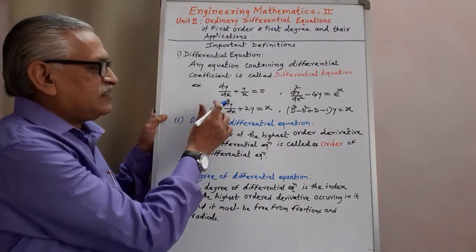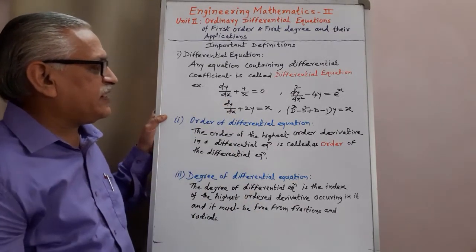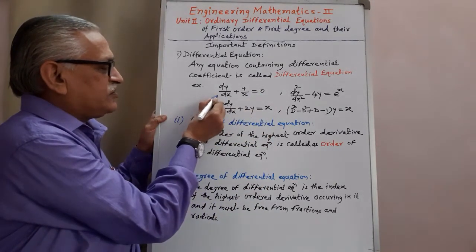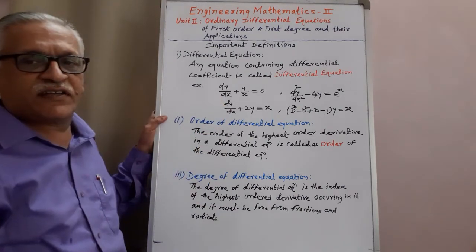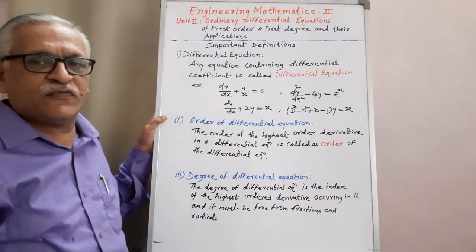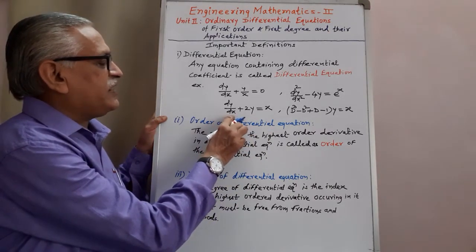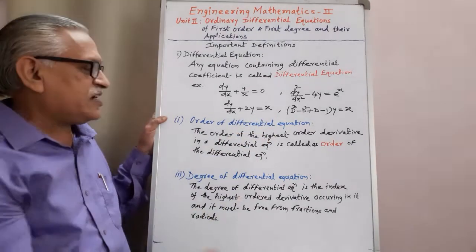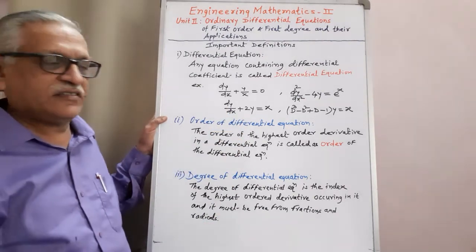For example, I have written 4 examples on the board. First one, dy by dx plus y by x is equals to 0. Therefore, this equation is containing derivative term dy by dx, also called as differential coefficient. Second equation, dy by dx plus 2y is equals to x is again a differential equation as it contains the term of dy by dx.